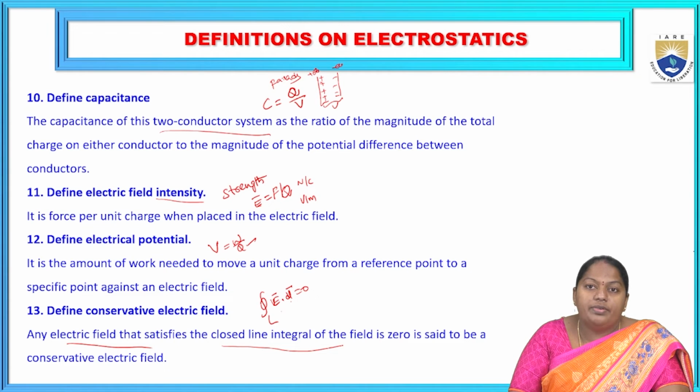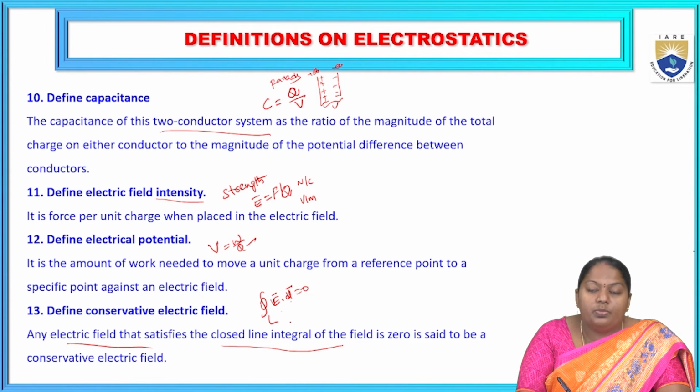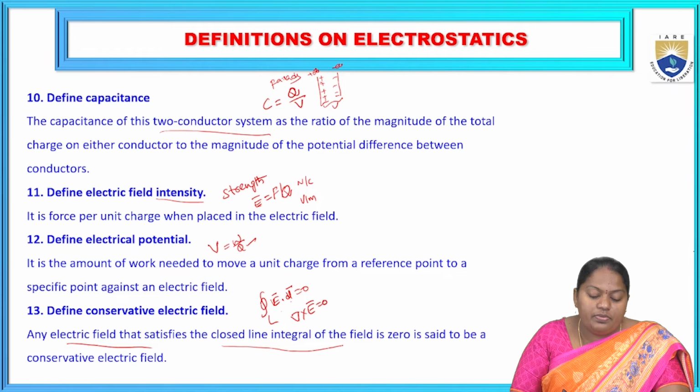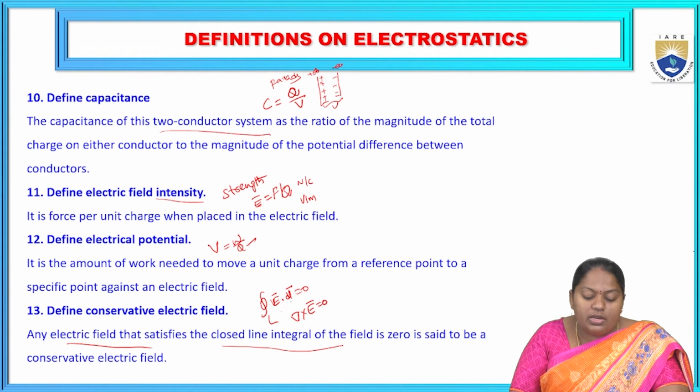If you consider the point form, then by proper application of Stokes theorem, it gives us the point form or differential form of Maxwell's equation for electrostatic fields related to this conservative electric field. It is given by del cross E bar equal to 0. So this defines the conservative nature of electrostatic fields: an electric field that satisfies the closed line integral of the field being 0 is said to be a conservative electric field.